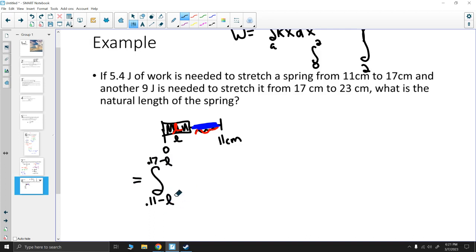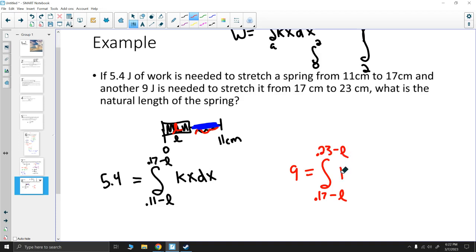So the integral, however long this spring is, clearly it has to be no more than 11 centimeters. Otherwise, we're not going to compress the spring in. So this is going to be equal to 5.4 joules, and we have kx dx. So that's one of them. The other one is going to be 9 joules, and same logic, 17 centimeters, 0.17 minus the length of our spring. So the other one, 0.23 minus L, and it's kx dx.